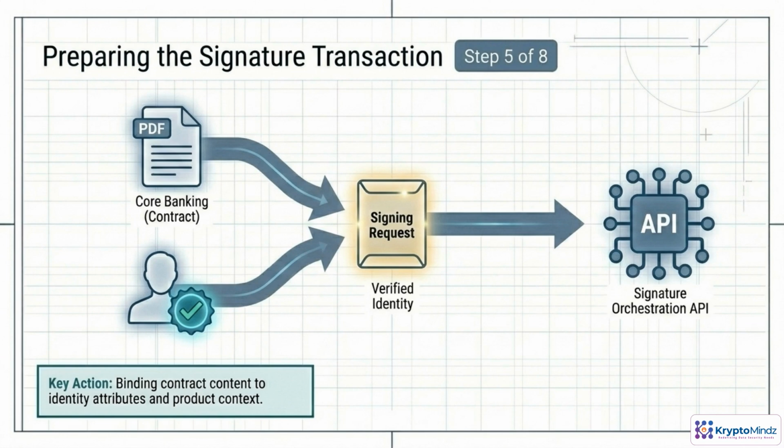Next, the bank assembles the actual signature transaction. Two ingredients come together: the final contract PDF from core banking and the customer's verified identity and product details from onboarding. These are packaged into a single signing request object. That object clearly states who is signing, what they're signing, and under which context. Only then is it sent over the signature orchestration API to start the qualified signing session.